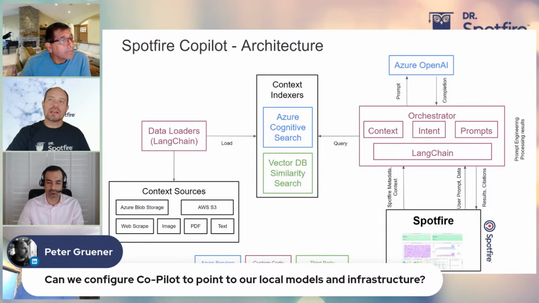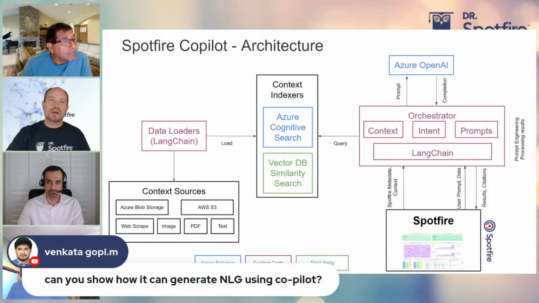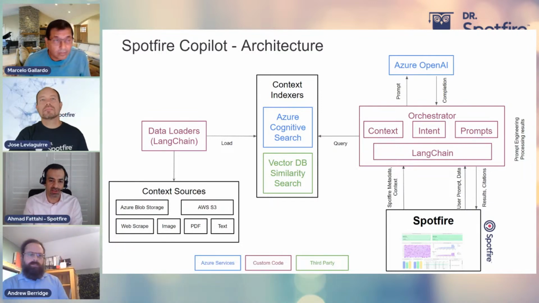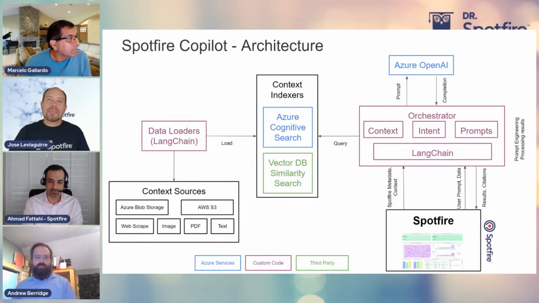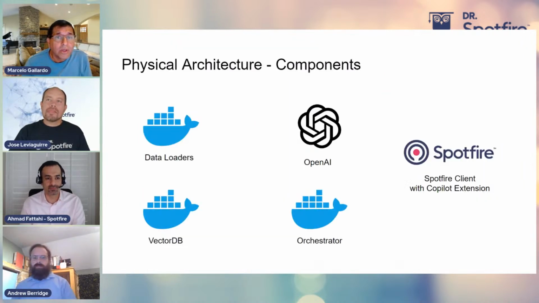Okay, perfect. And then our next question is, can you show how it generates NLG using Copilot? This is part of the architecture. Yeah, I think we saw that in the very last demo that Andrew showed. Based on the visualization, it generated basically a report or a description of the visualization. That was a very good example of NLG. Okay, perfect. Next slide. We don't have any more questions.